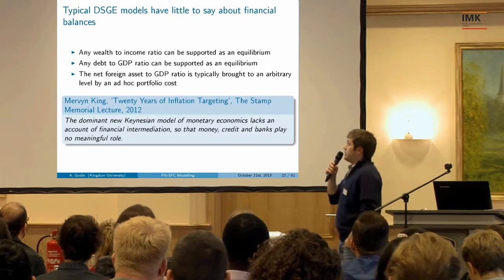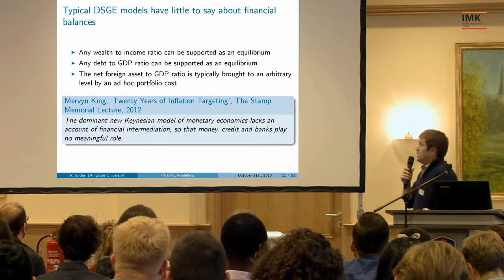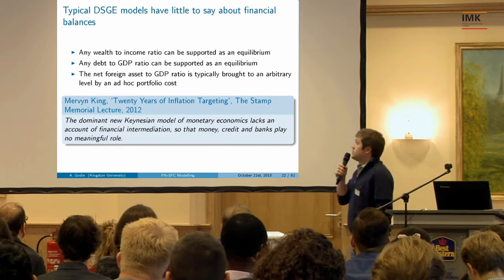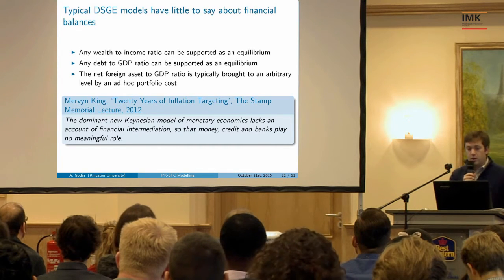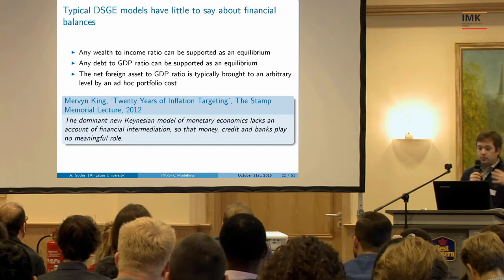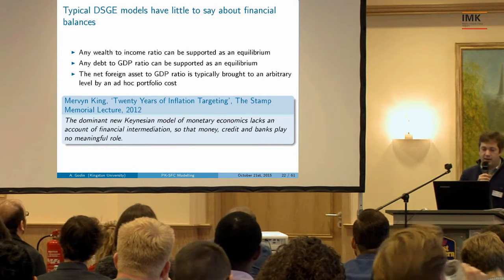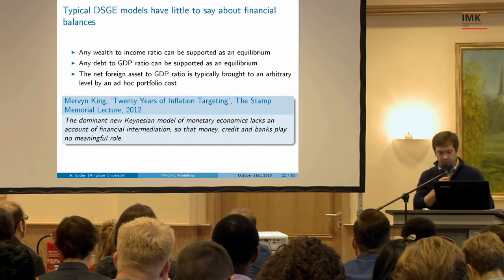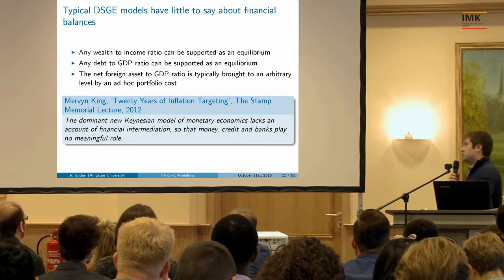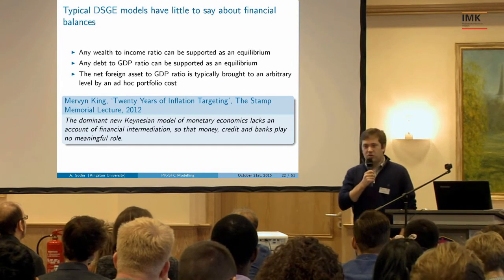So, and here they willingly admit that the DSGE models don't have much to say about financial balances. Any wealth to income ratio can be supported as an equilibrium, any debt to GDP, and so on and so forth. So it's basically what Mervyn King was saying, the dominant new Keynesian model of monetary economics lacks an account of financial intermediation, so that money, credit, and banks play no meaningful role, which is kind of frightening. If you are the central bank and yet you think that money, credit, and banks play no role, you're not doing your job quite well.